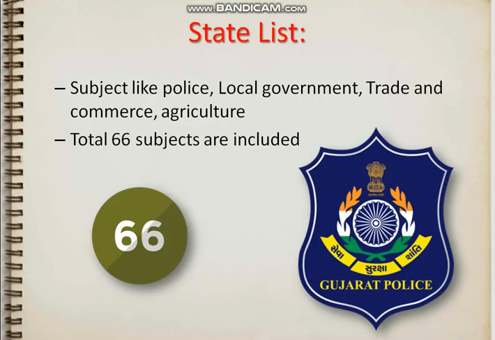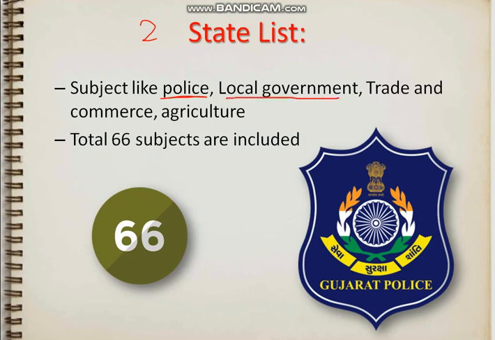State list: subjects like police, local government, trade and commerce. See which subjects are included in the state list. The second is the state list. First of all, police, very important. Okay, the police of that particular state will work as per the directions given by the state. Second is the local government.